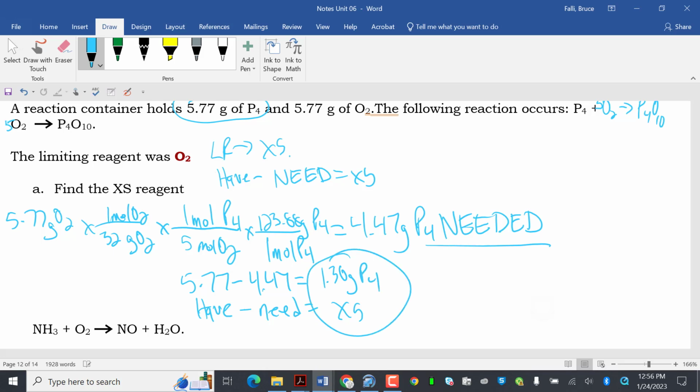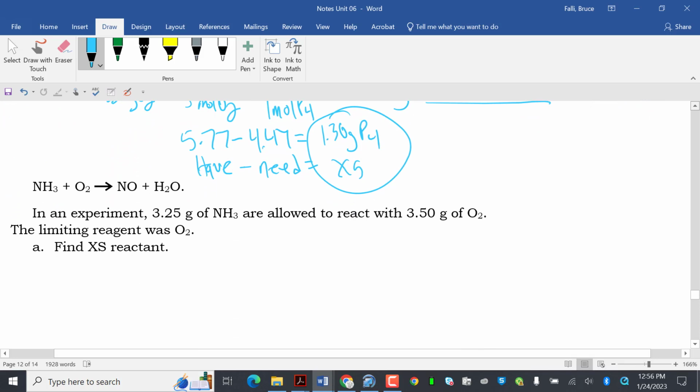There's my excess. All right, another one. In an experiment, 3.25 grams of NH3 are allowed to react with 3.50 grams of O2. The limiting reactant was O2. So we just did a couple of limiting reactant problems. So there's my limiting reactant. So again, what am I going to do? Limiting reactant to excess, and that will be how much we need. So let's do it.